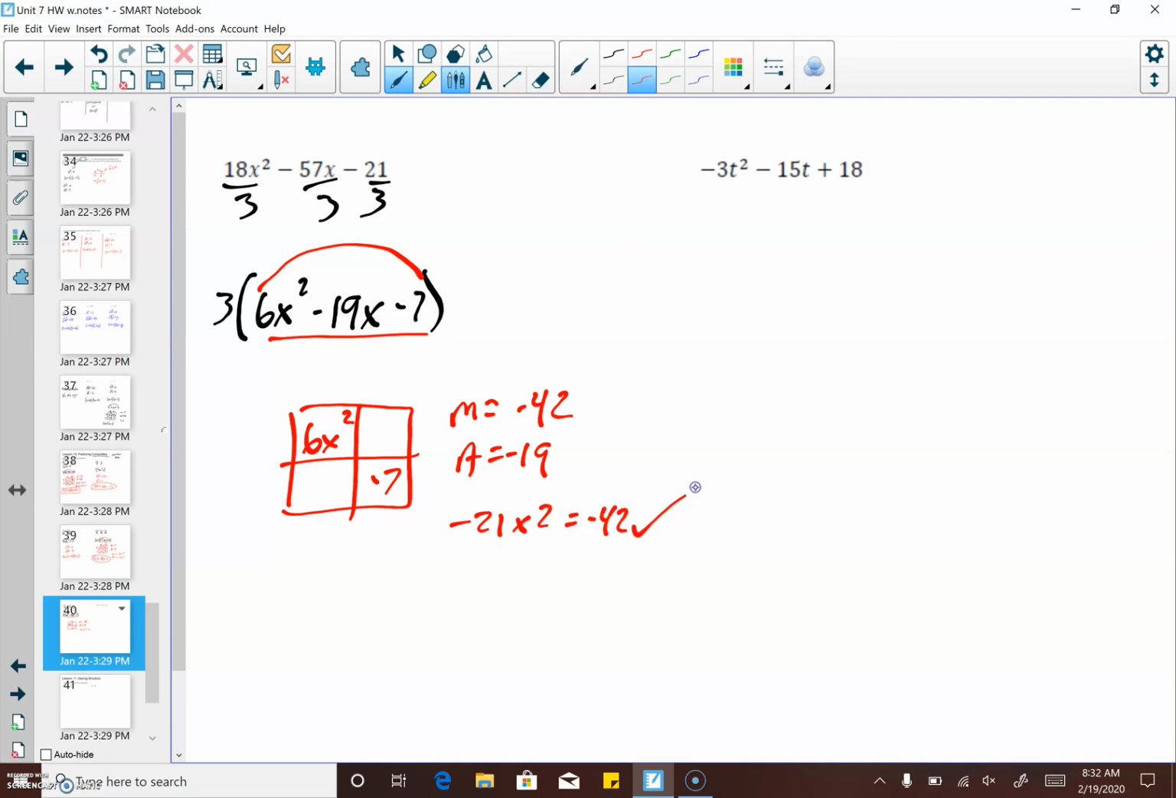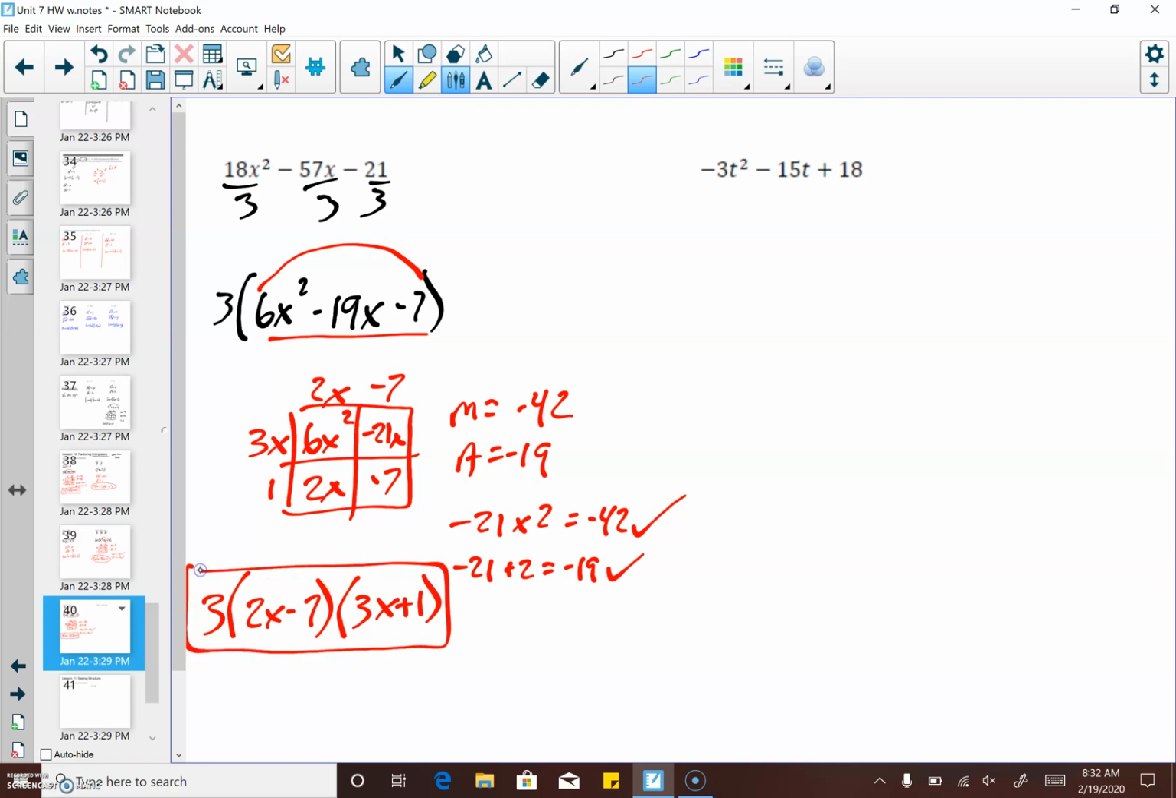When we multiply them together, we get a negative 42. When we add them together, we get a negative 19. So negative 21x and positive 2x. GCF that top row, we can take out a 3x. 3x times 2x is 6x squared. 3x times negative 7 is negative 21x. x times 2x is 2x. And then 1 times negative 7 is negative 7. So that is our final answer, GCF of 3 out in front, and we are 2x minus 7 and 3x plus 1.